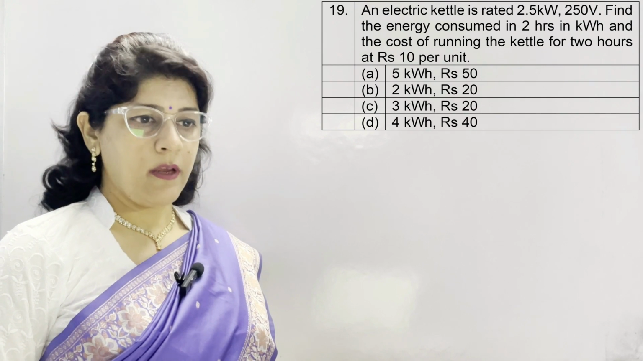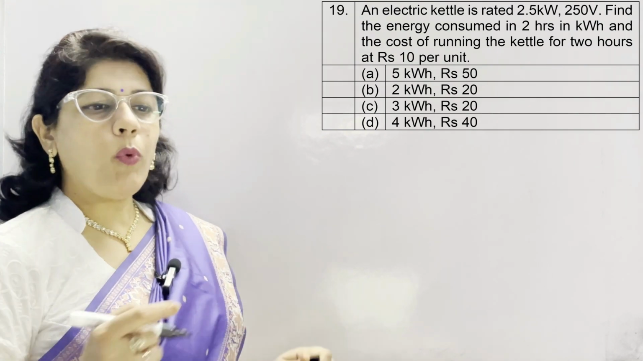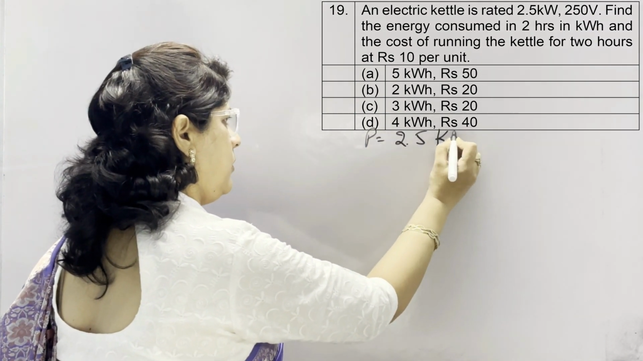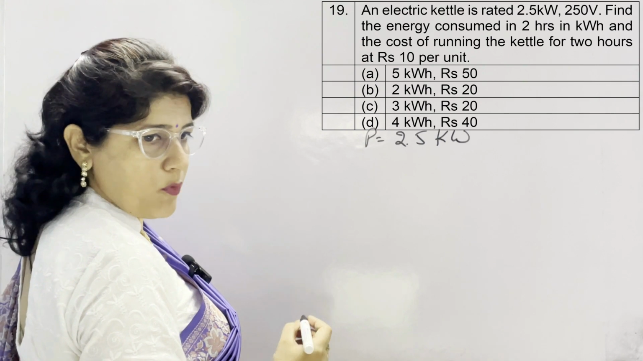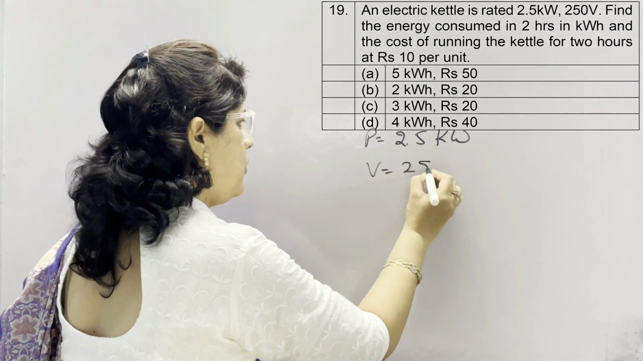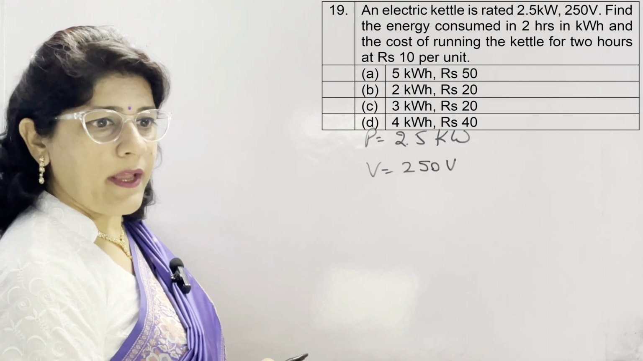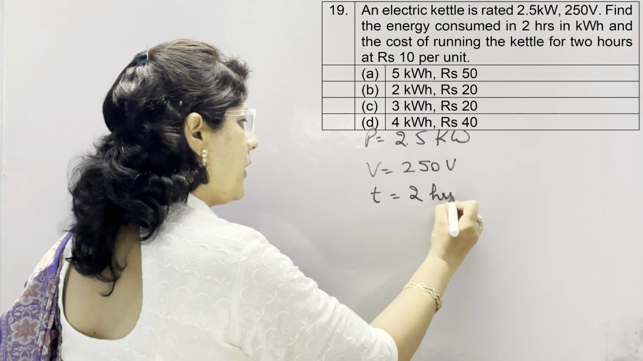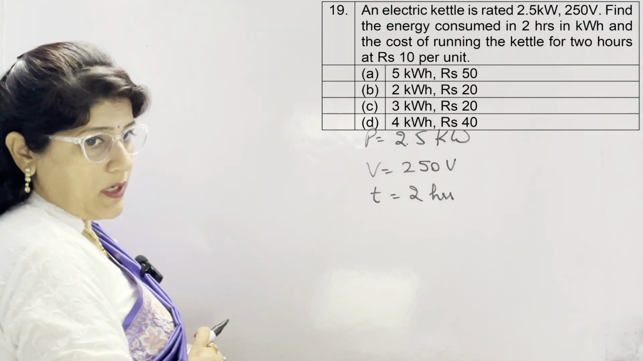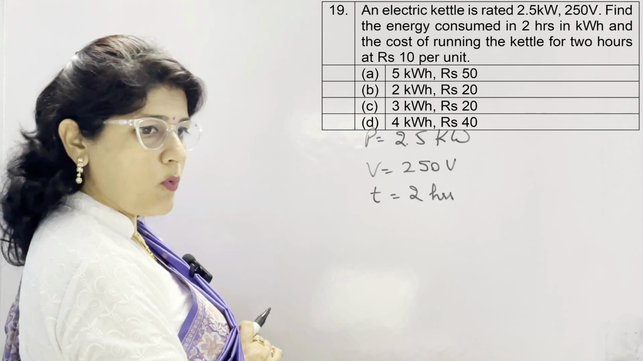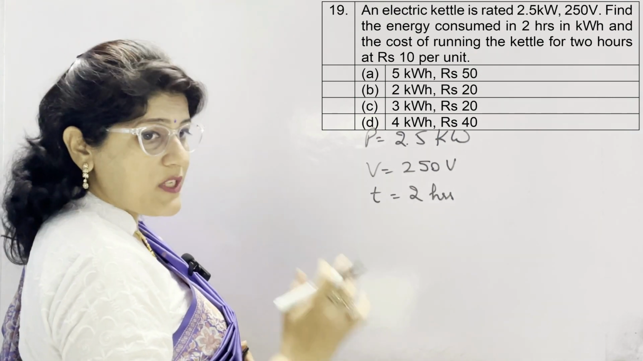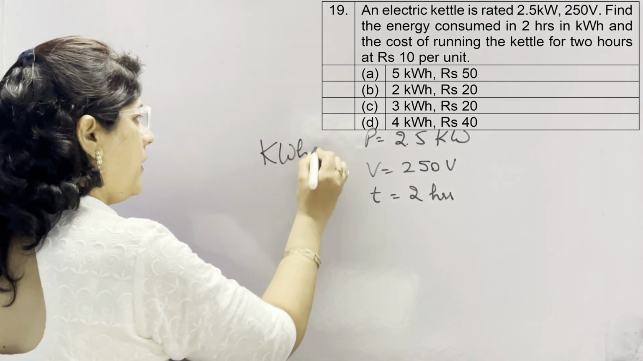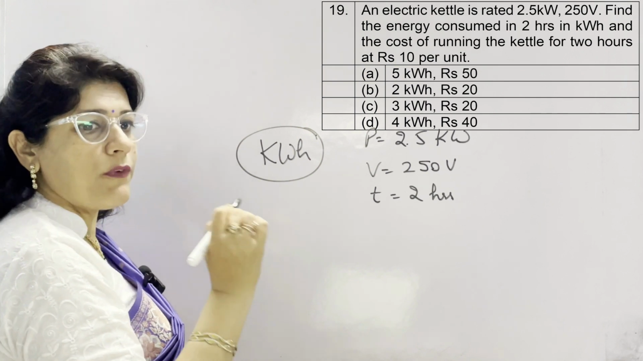In question number 19, an electric kettle is rated 2.5 kilowatt. Power is 2.5 kilowatt and V is 250 volt. Find the energy consumed in 2 hours. Time is given as 2 hours in kilowatt hour and the cost of running the kettle for 2 hours at rupees 10 per unit. But first we need to calculate the kilowatt hour. Now kilowatt hour is the commercial unit of electricity.